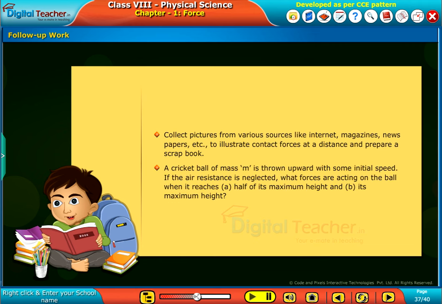A cricket ball of mass m is thrown upward with some initial speed. If the air resistance is neglected, what forces are acting on the ball when it reaches A, half of its maximum height, and B, its maximum height?